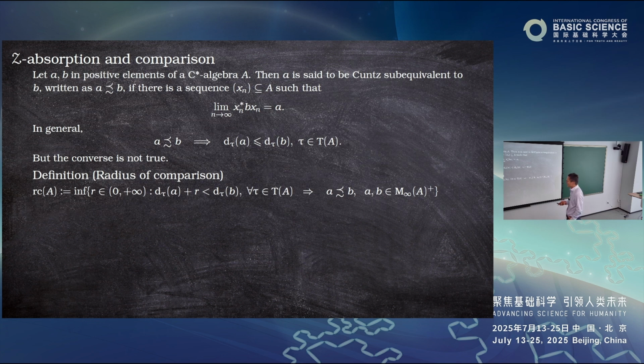But then here is a notion to talk about the degree of the failure of the converse. So yes, the converse in general is not true, but let's put some gap in between. Suppose there is a large enough gap so that the converse is true, then you write this gap there. You choose all such gap numbers, then you look at the infimum. This is something called the radius of comparison.